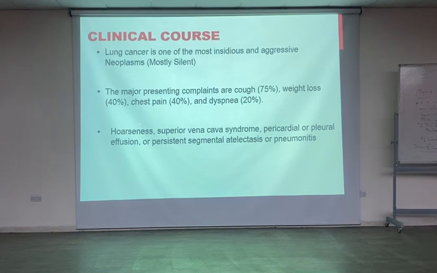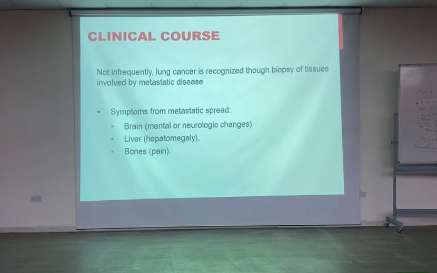So the patient may come with hoarseness of voice, which results from the involvement of the recurrent laryngeal nerve, or superior vena cava syndrome when the tumor infiltrates the superior vena cava, or pericardial and pleural effusion, and this is considered metastasis. Or sometimes the tumor will grow large in size to cause resorption atelectasis, and sometimes superimposed infection resulting in pneumonia.